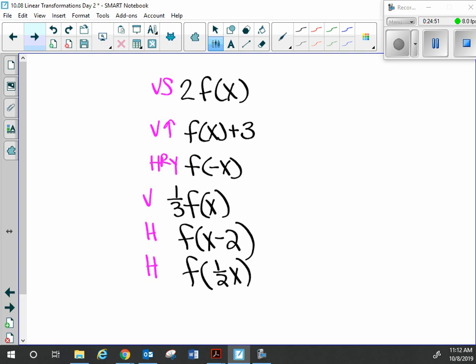Okay. Next one, vertical. That was a stretch. So that will be a compression. It gets smaller. Flat line. Okay. Horizontal what? Shift. Yeah. Right. Negative. Yep. Horizontal. Opposite. No, it's opposite. So it'll be stretch.